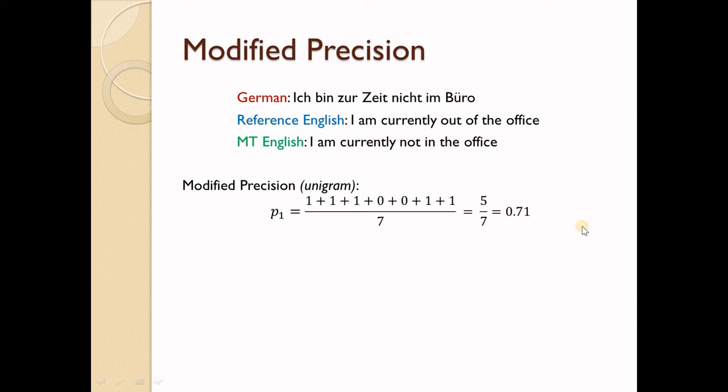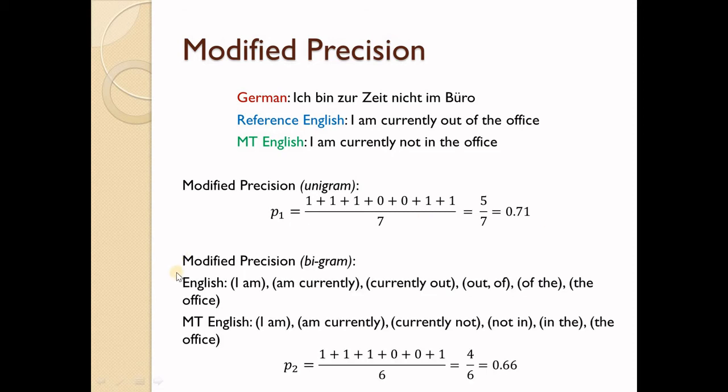Now what will be the bigram, right? So in bigram, the reference English will be like this: I am currently out of the office. And the machine translated English will be: I am, am currently, currently not, not in, in the, the office. So in P2, in bigram, what will we have? There are 1, 2, 3, 4, 5, 6. 6 tuples are there. So there will be 6.